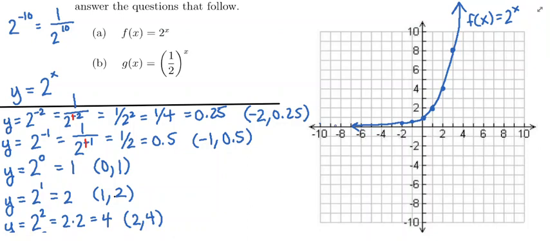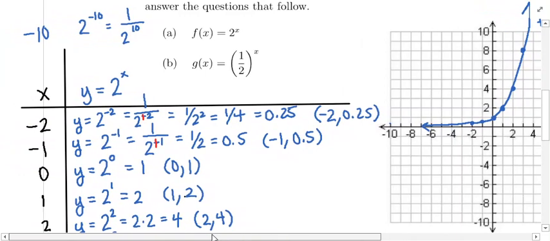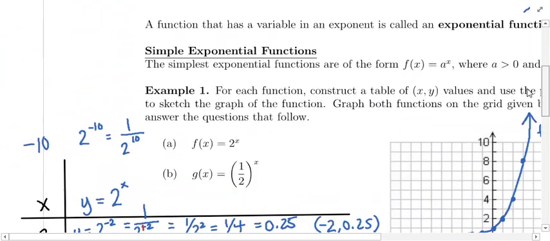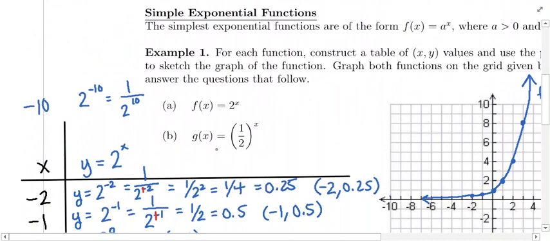All right, so now we need to draw the graph of g of x. So we're going to make a table of values. I'm going to use the same x values. I'm kind of out of room here, so I'm going to go to a separate sheet of paper to make my table. All right, here we go. I'm going to go to the next page, and I am going to make a table of values for g of x is equal to 1/2 raised to the x power. Let me get my table drawn.